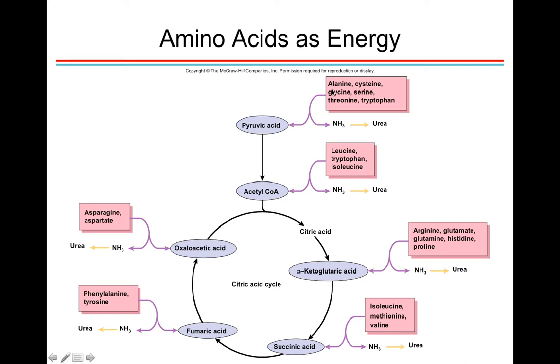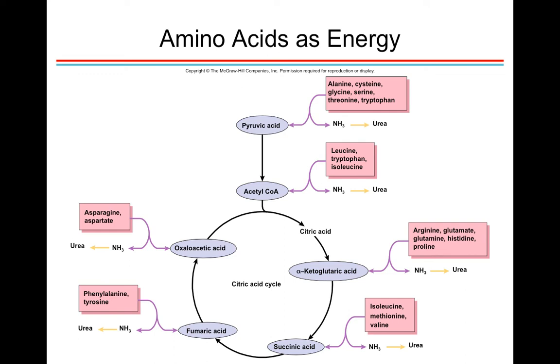So, for example, alanine, cysteine, glycine, serine, all these amino acids can be converted to pyruvic acid. And during this conversion, there's going to be a transamination reaction, which will lead to urea being secreted, and that usually ends up in the urine as a waste product. Leucine, tryptophan, isoleucine can be converted to acetyl-CoA, right? Arginine, glutamine, histidine, proline can be converted to alpha-ketoglutaric acid, et cetera, et cetera. But all these amino acids can funnel into the molecules of the citric acid cycle. So this is how amino acids can generate ATP.